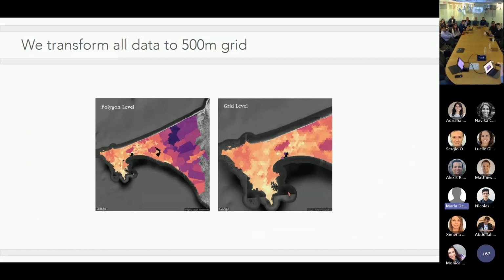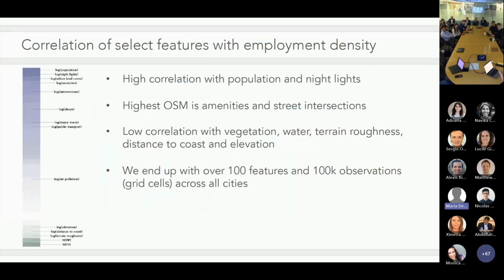Okay, so one of the first steps is we transform all the data to a 500-meter grid. So in some cases, it's aggregating down, in other cases, it's aggregating up, but everything is transformed to a homogeneous 500-meter grid level. Okay, so a very natural first step is to just look at a simple correlation between our different input variables and our employment density in our 14 cities. And so we can see here that we obtain results that we would expect, right? So things like population and nightlights are very highly correlated with employment density.